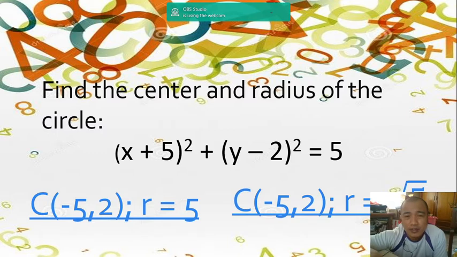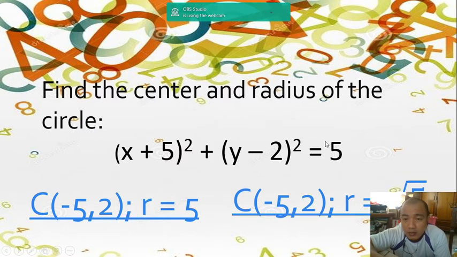(x + 5)² + (y − 2)² = 5. Of course, you know the answer. The center can be found from the h and k part of the equation of the circle in standard form, and the radius is the square root of 5, right? From here, we can tell that plus 5 means h is equal to negative 5, and minus 2 means k equals 2. So the center is (−5, 2).